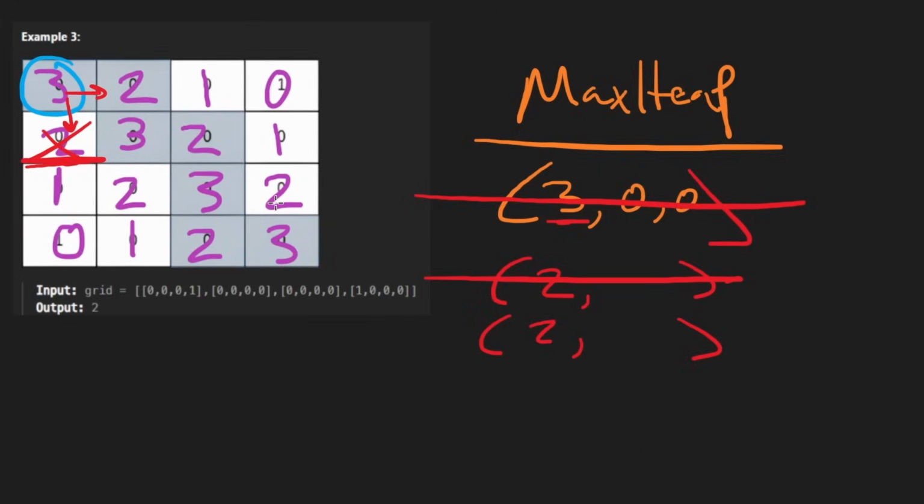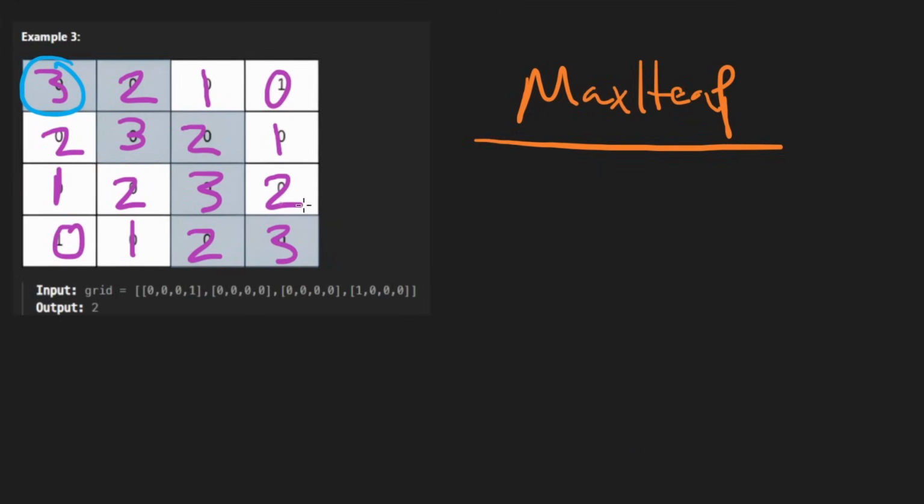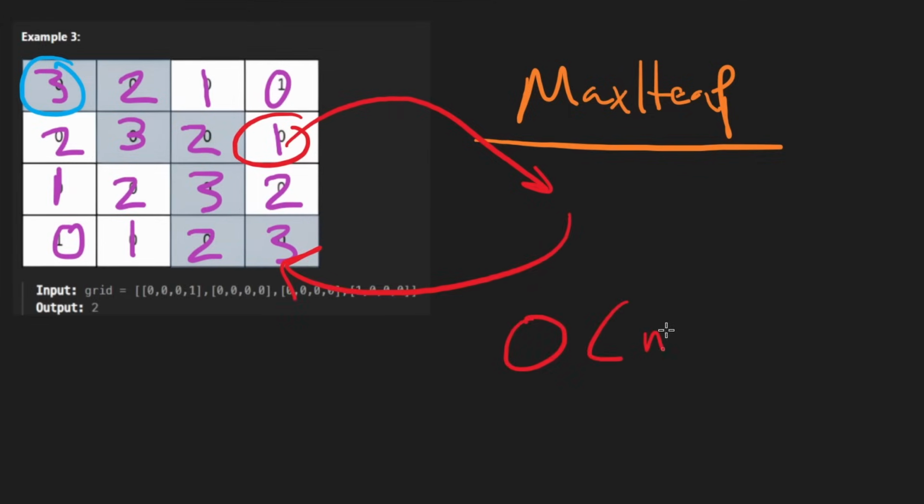Let's quickly talk about the time complexity before we code this up. So in the worst case, we're never going to visit the same cell multiple times. So in the worst case, we'll visit each cell a single time. So we'll add each coordinate to the heap and pop it from the heap a single time. So for every coordinate, that's going to be big O of n squared. That's every coordinate. How much does it take to push and pop from the heap? Well, that's going to be log n.